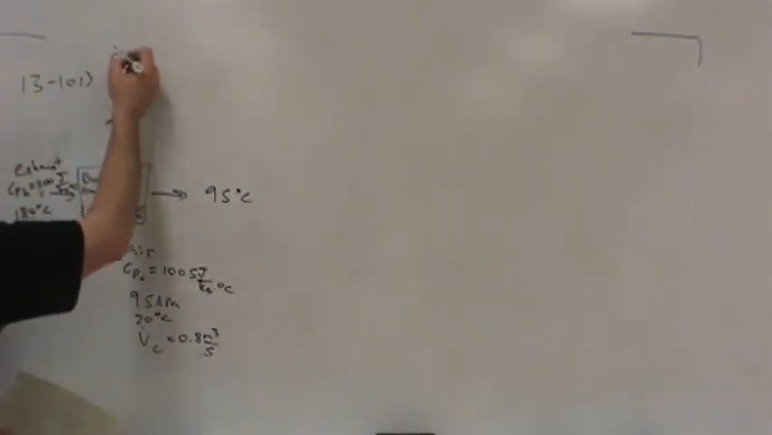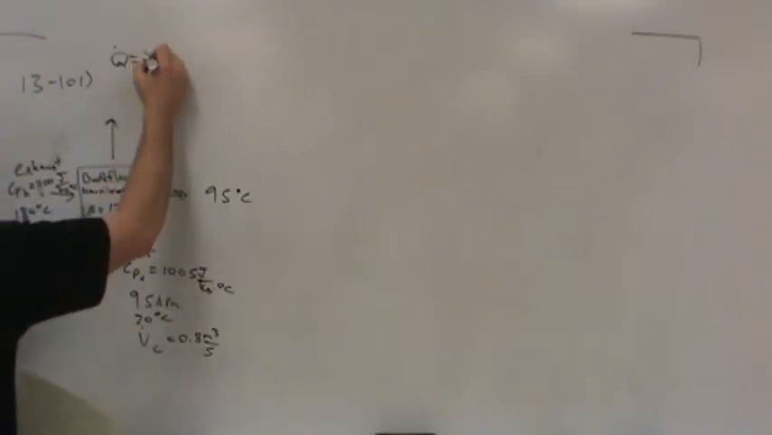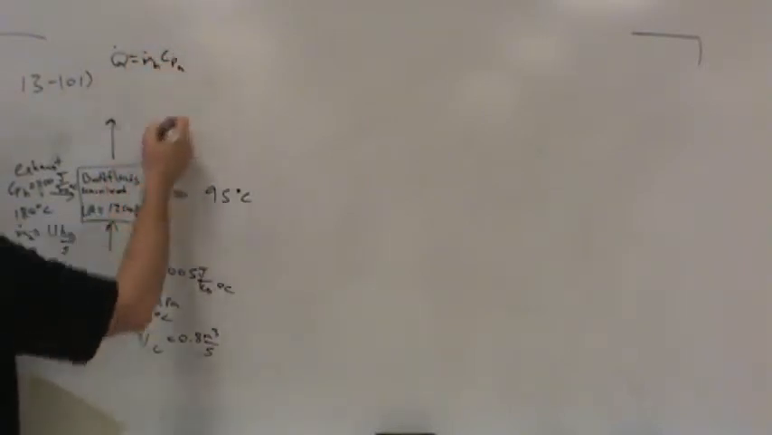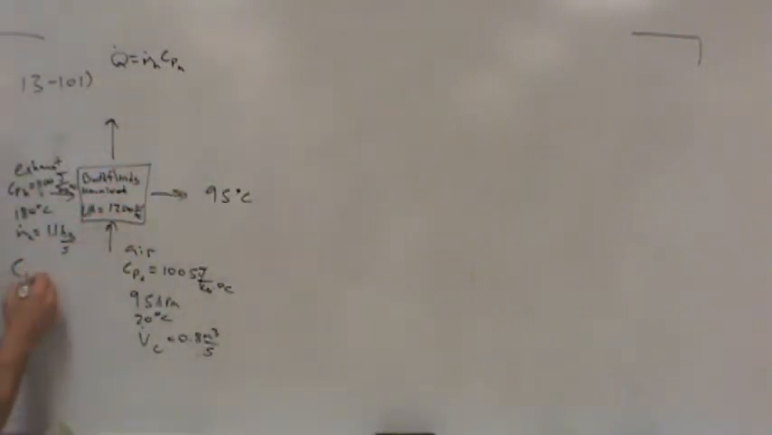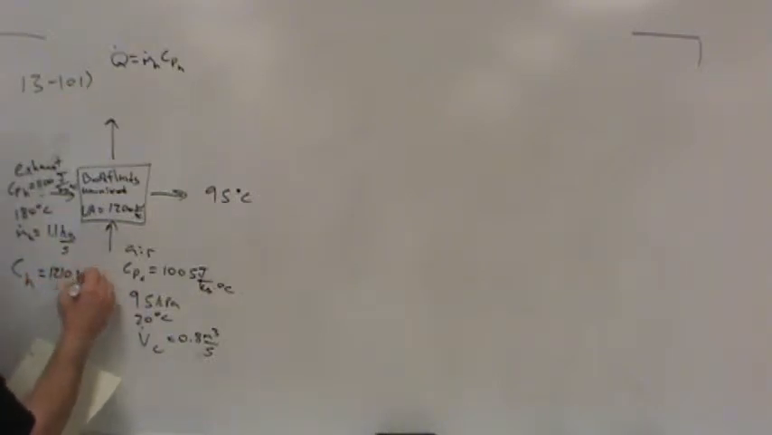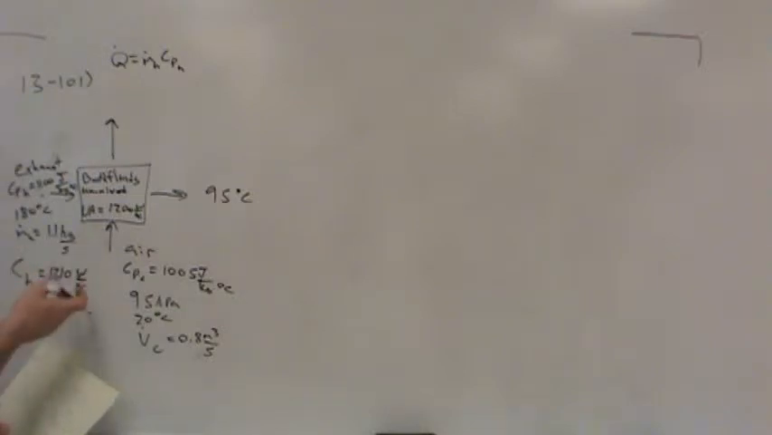So the heat transfer rate should be the mass flow rate on the hot side times the heat capacity on the hot side. You know what? That's just the capacity rate on the hot side. Why don't we come down here and calculate the capacity rate on the hot side to make our lives easier? So multiply the mass flow rate times the heat capacity. So 1.1 times 1100. And what do you get? That's right. So 1210 watts per degree Celsius is the capacity rate on the hot side.